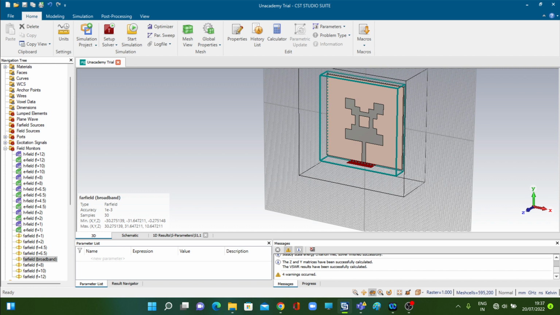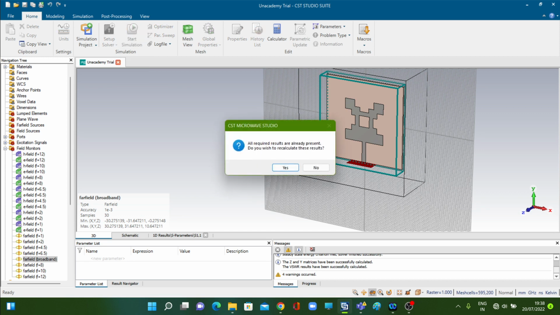Now see, there is a bluish green colored box surrounding this antenna. If this box is visible to you, then it means that you are eligible to proceed with the simulation. If this blue or bluish green box is not visible to you, then it means some problem is there and you need to modify your structure, modify your simulation definitions so as to proceed with the simulation. So for us, this is coming, so we can proceed with the simulation. After this, we just need to start this simulation.